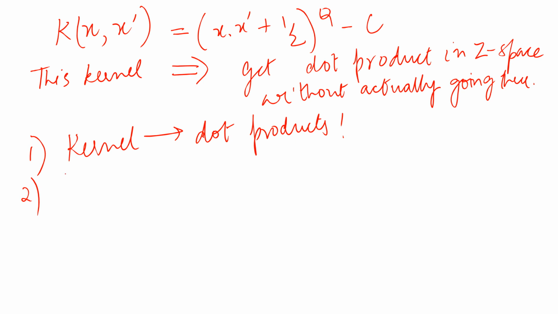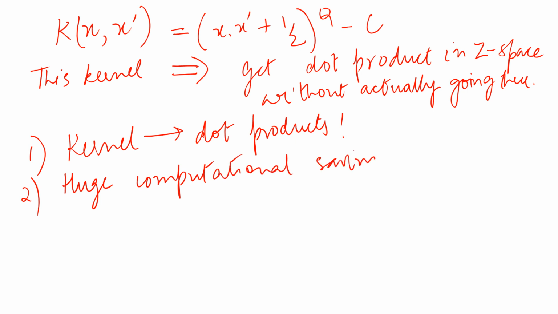Second, we are getting huge computational savings, because everything we did pointed us to the fact that all we need is this function. We don't really need the z space physically. So I don't need to take all my data, put it there, and then deal with the higher dimensionality issues and all of that, right?